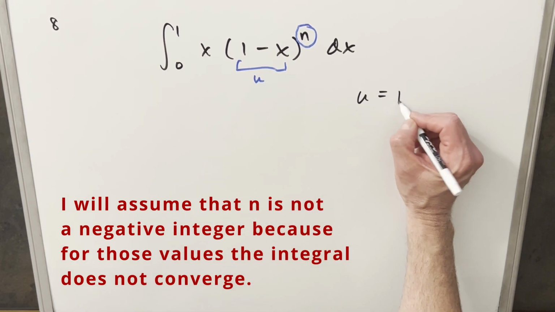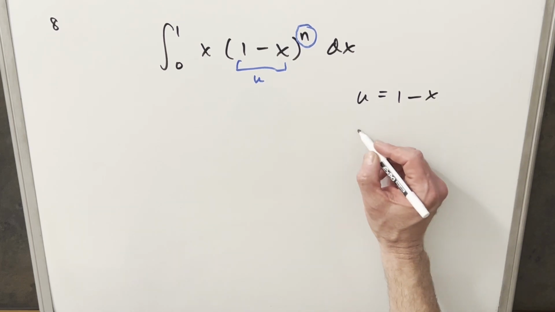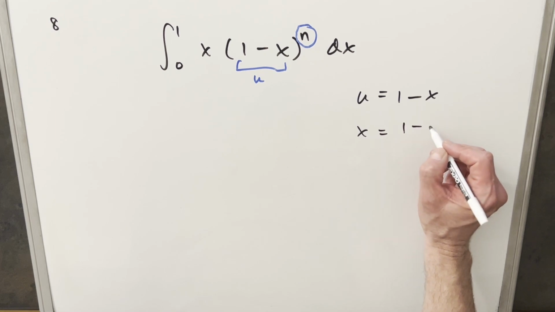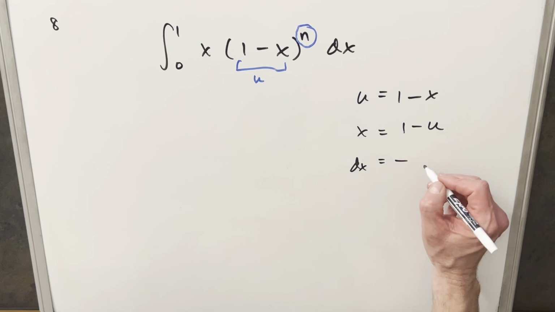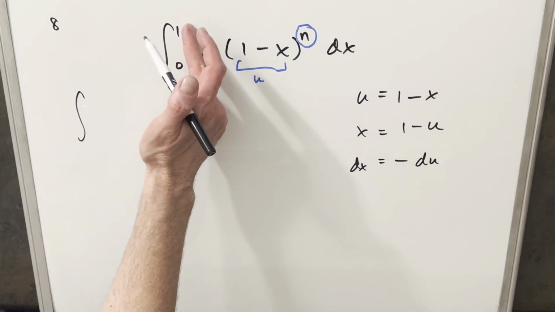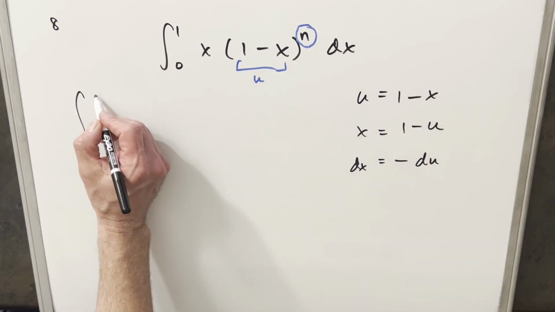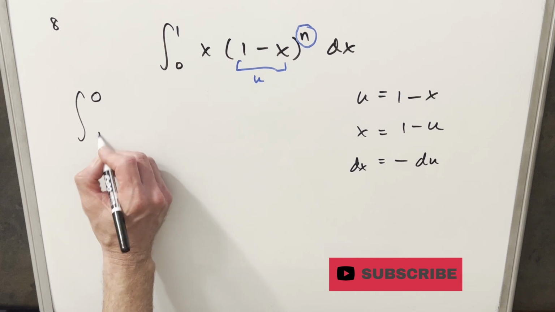So for the substitution, we'll say u equals 1 minus x. I'll rearrange this to get a value for x. So solving for x, we get x equals 1 minus u. And I'll take a derivative, so our dx value is just going to be minus du. Now we'll go ahead with this over here. So first we'll plug in 1, the upper bound becomes 0. Plugging in 0, 1 minus 0, the lower bound becomes 1.